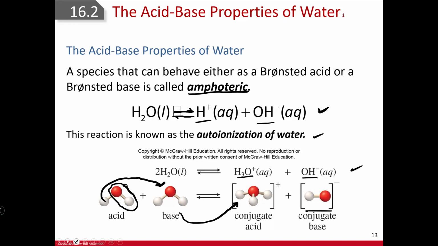Water's the most common one to discuss. Ammonia is the next most common. So ammonia can gain a hydrogen ion and become the ammonium ion. We've seen that already. Or it can lose a hydrogen ion and become the amide ion. So we've already seen that. But we're going to focus on the autoionization of water. The autoionization of water is the foundation of the pH scale.